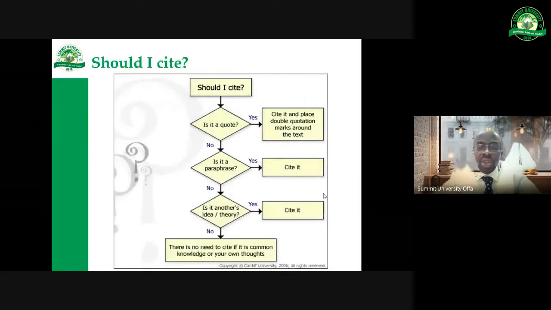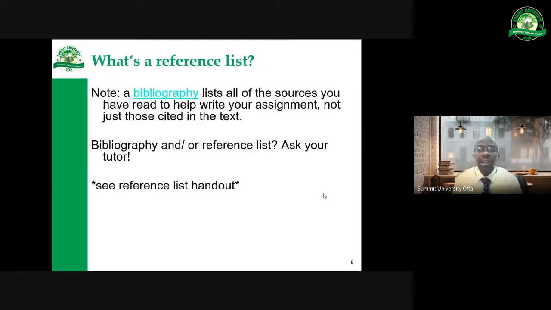Now, the next question, which is so important, is: when should I cite? At what point do you cite? Let's take a quiz like that. I want you to type in the chat message, at what point do you think we should cite? So please type it and let's see. And if you are sure, you can unmute yourself and let's listen to you. At what point do you think you need to cite?